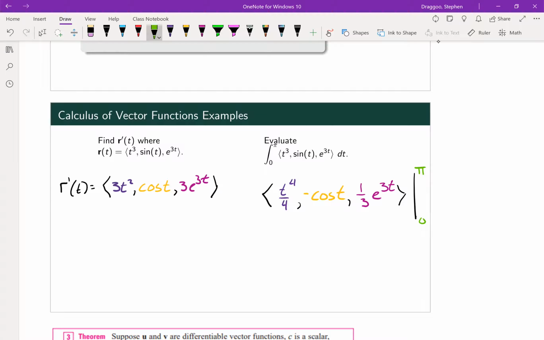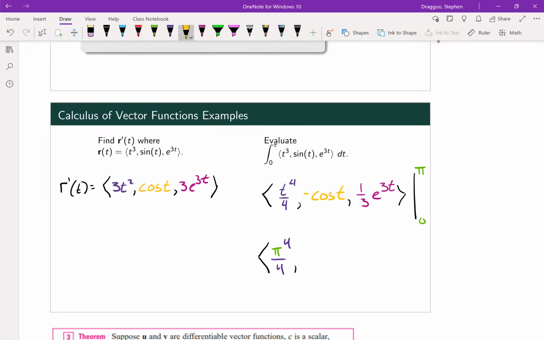So I'm being a little shorthanded with the notation. Technically, I should have a bar where I'm evaluating from 0 to pi 3 different times, one on each component. But for simplicity's sake, I'm just writing it once at the end of the vector, and then I'll evaluate each piece from 0 to pi, which means that we are looking at pi to the 4th power over 4 for that x component. For that y component, cosine of pi is -1. So I'll be looking at -1, which comes out to +1.